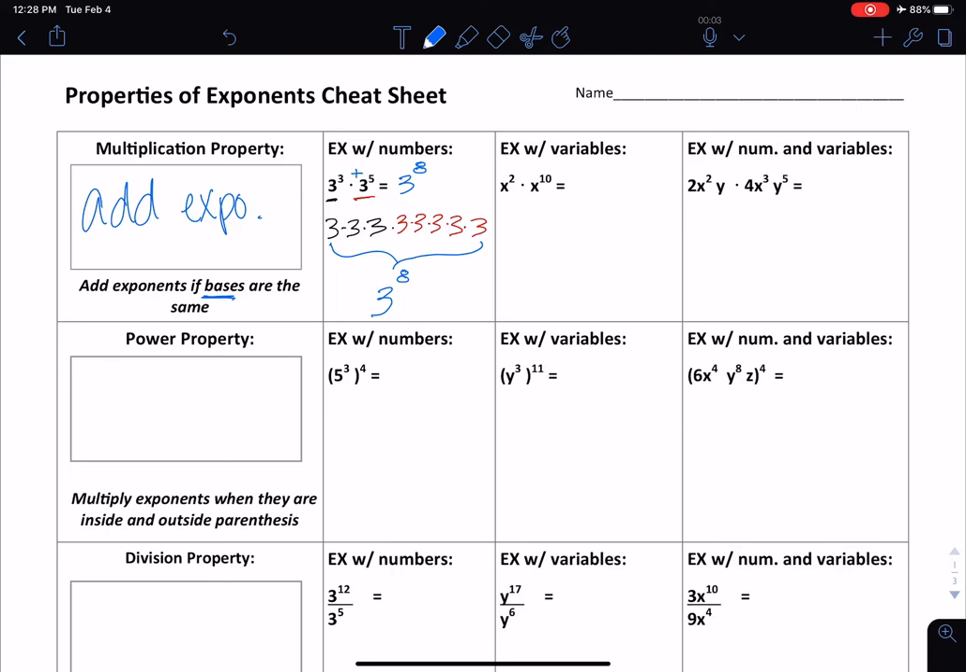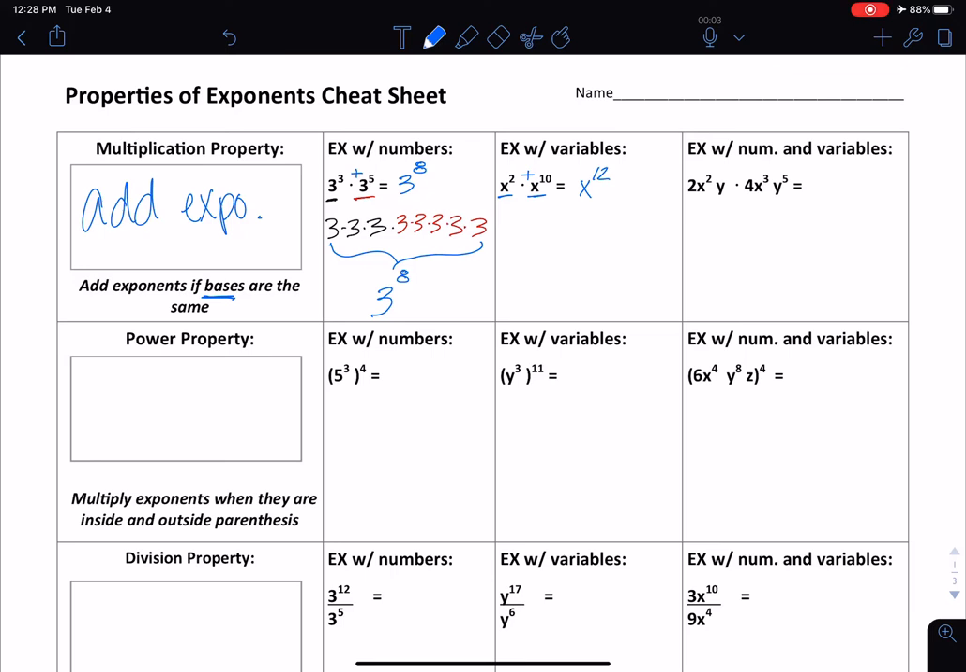So here's another example. With that same rule in mind, I have x squared times x to the 10th power. Instead of having to write 2 x's for this one and 10 for this one, I can add my 2 exponents since they both have a base of x. So I have x to the 12th power.